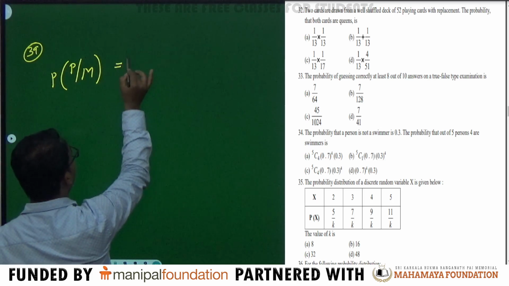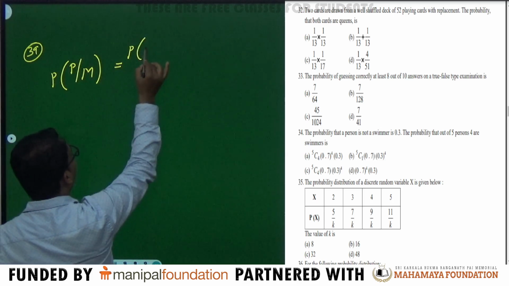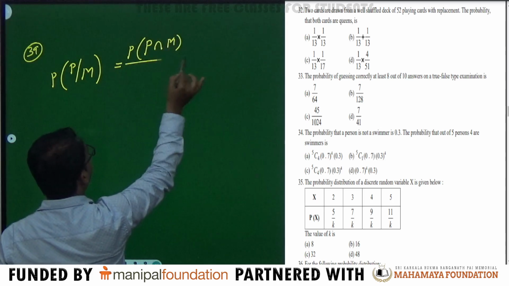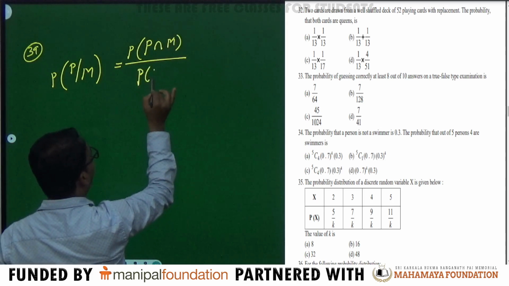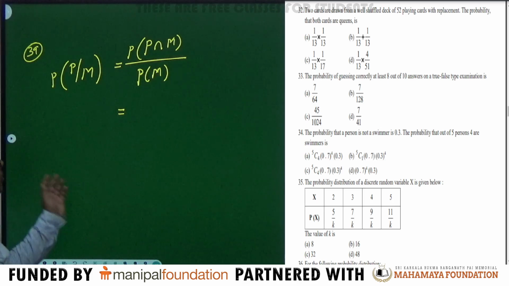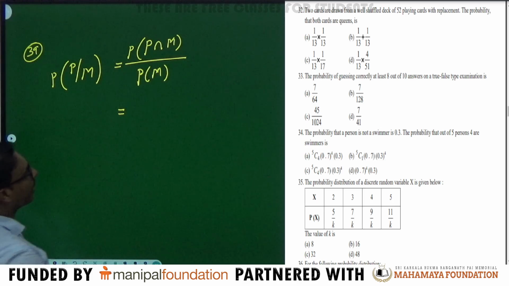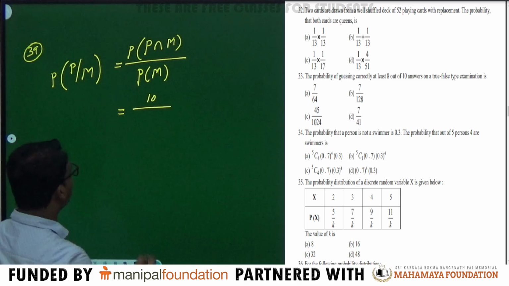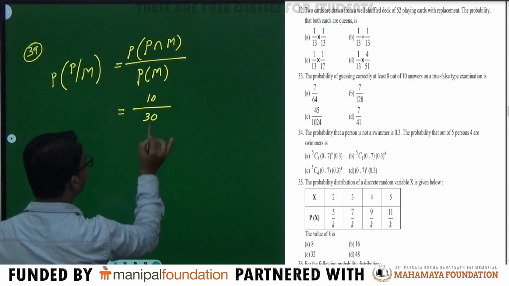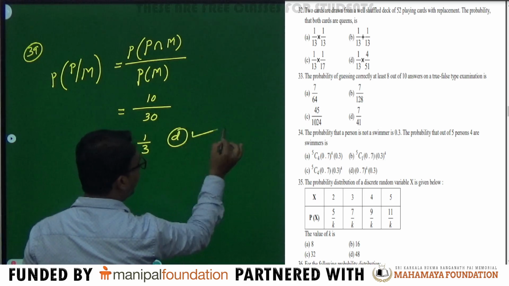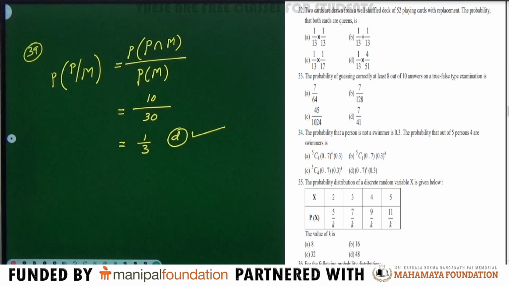It is equal to the probability of the student failing in both physics and mathematics upon the probability of the student failing in mathematics. That is, the number of students who failed in both subjects is 10 and the number of students who failed in mathematics is 30. It is equal to 1 by 3. So, the correct answer is option D.